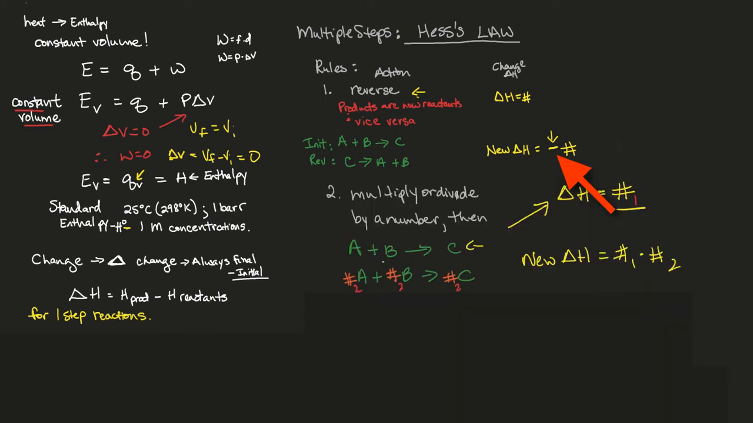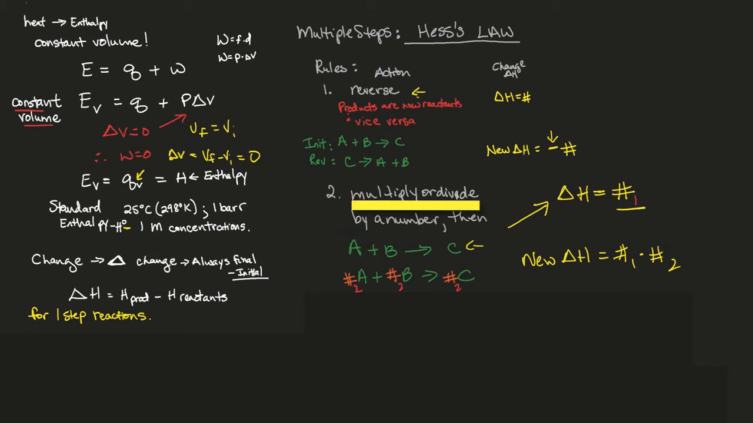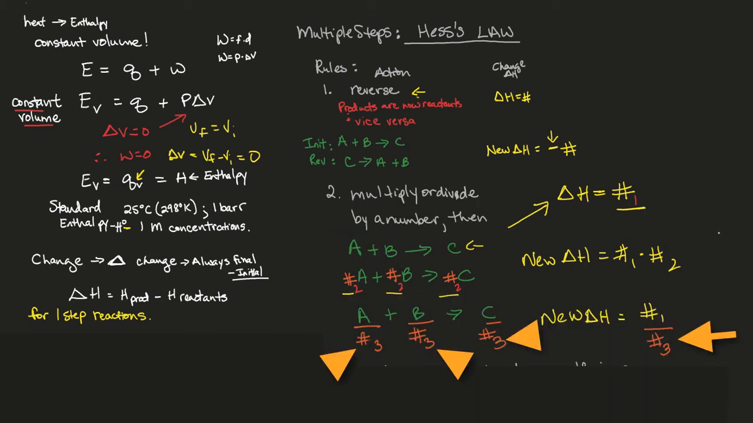What if you multiply or divide by a number? Well, if you multiply by some number, then you take your original enthalpy and multiply that original enthalpy times that number you multiplied your equation by. In this case, number 2. If you divide, same principle, take your original enthalpy and divide by that same number. You can see these rules aren't too complex.